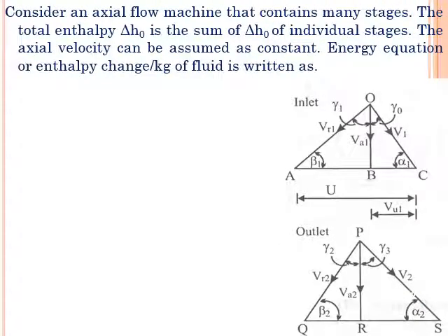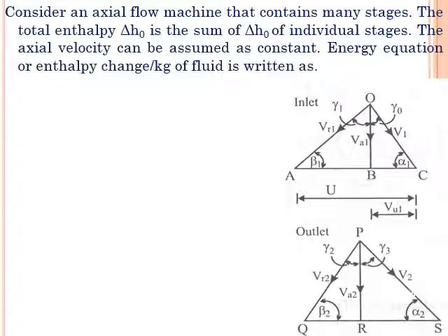Consider an axial flow machine that contains many stages. If it consists of two or more stages, then the total enthalpy change, delta H naught, is the sum of delta H naught of the individual stages. If a compressor consists of two stages, the total enthalpy change is the summation of the enthalpy change in stage 1 and the enthalpy change in stage 2. The axial velocity can be assumed as constant.